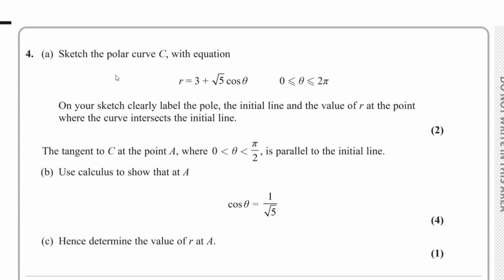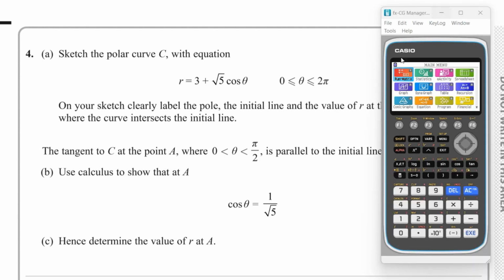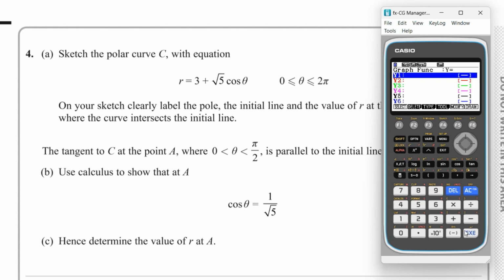Question number 4, part A. We have to sketch the polar curve C with equation r equals 3 plus root 5 cos theta, where theta is in between 0 and 2 pi. We can use our calculator to help perform this calculation. If we go to the graph sub-menu, let's change the type to polar. And if we type in our polar curve, we have 3 plus the square root of 5 multiplied by cos theta.